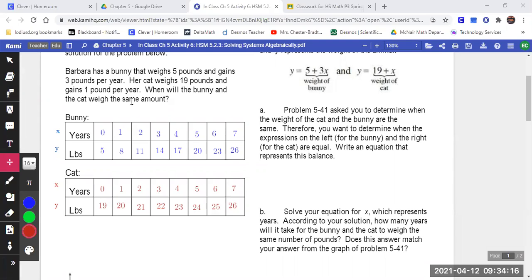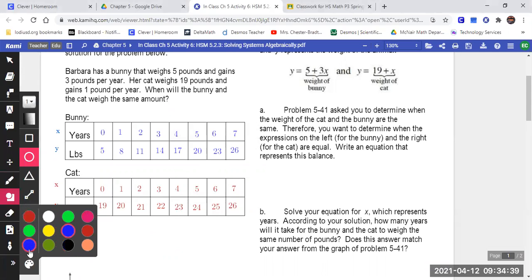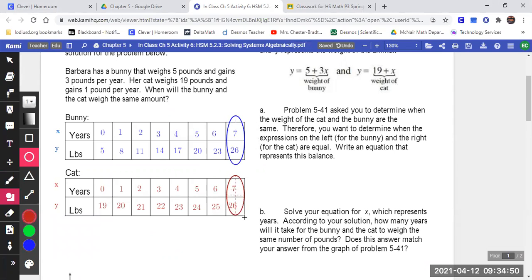When will the bunny and the cat weigh the same? Okay, so it has to be the same year and the same weight at the same time. Even though Kitty was 23 pounds and Bunny was 23 pounds, were they 23 pounds at the same time? No. So we're going to circle in the table the year when they were both totally identical. This is the year for the bunny, and this is the year for the cat when they were the same. Okay. So far, so good.